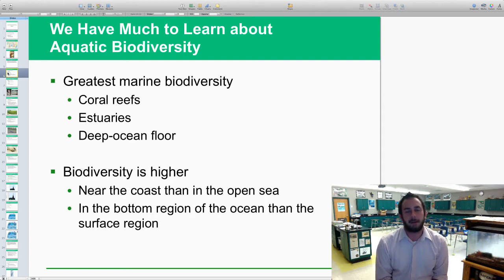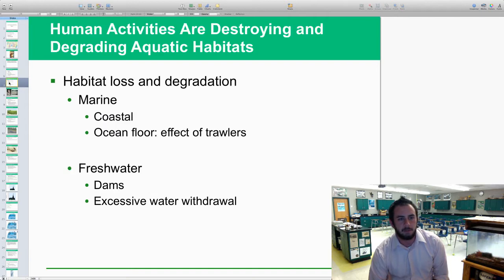The greatest marine biodiversity is located in these 3 places: the coral reefs, the estuaries, and the deep ocean floor. This is where species have really adapted and become diverse or different than all the rest of the species because of those unique habitats. And biodiversity in general is mostly near the coast. The diversity is higher near the coast than the open sea, and it's also more at the bottom than the top of the water column. So that's just a general rule. Near the coast and near the bottom are really where the most diversity is occurring within those marine ecosystems.